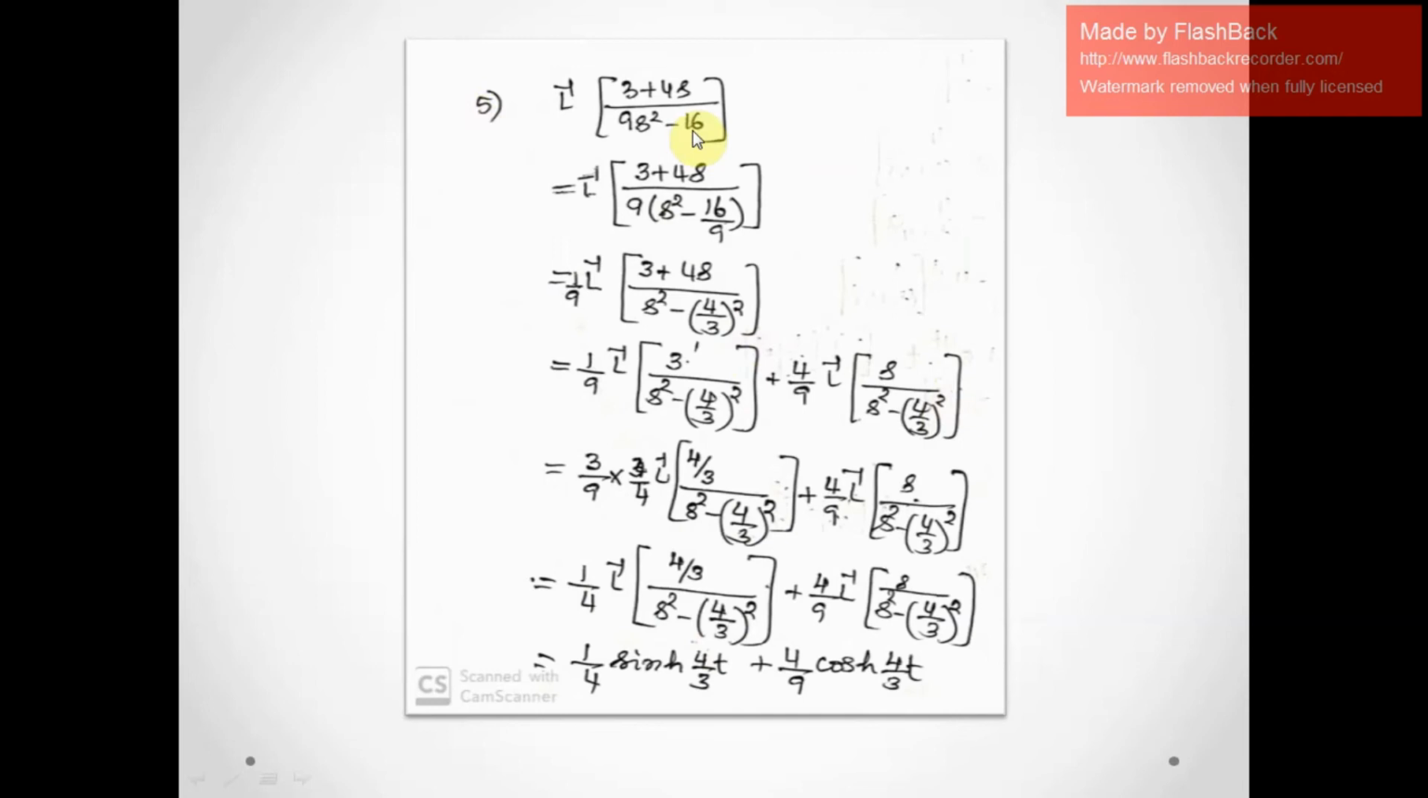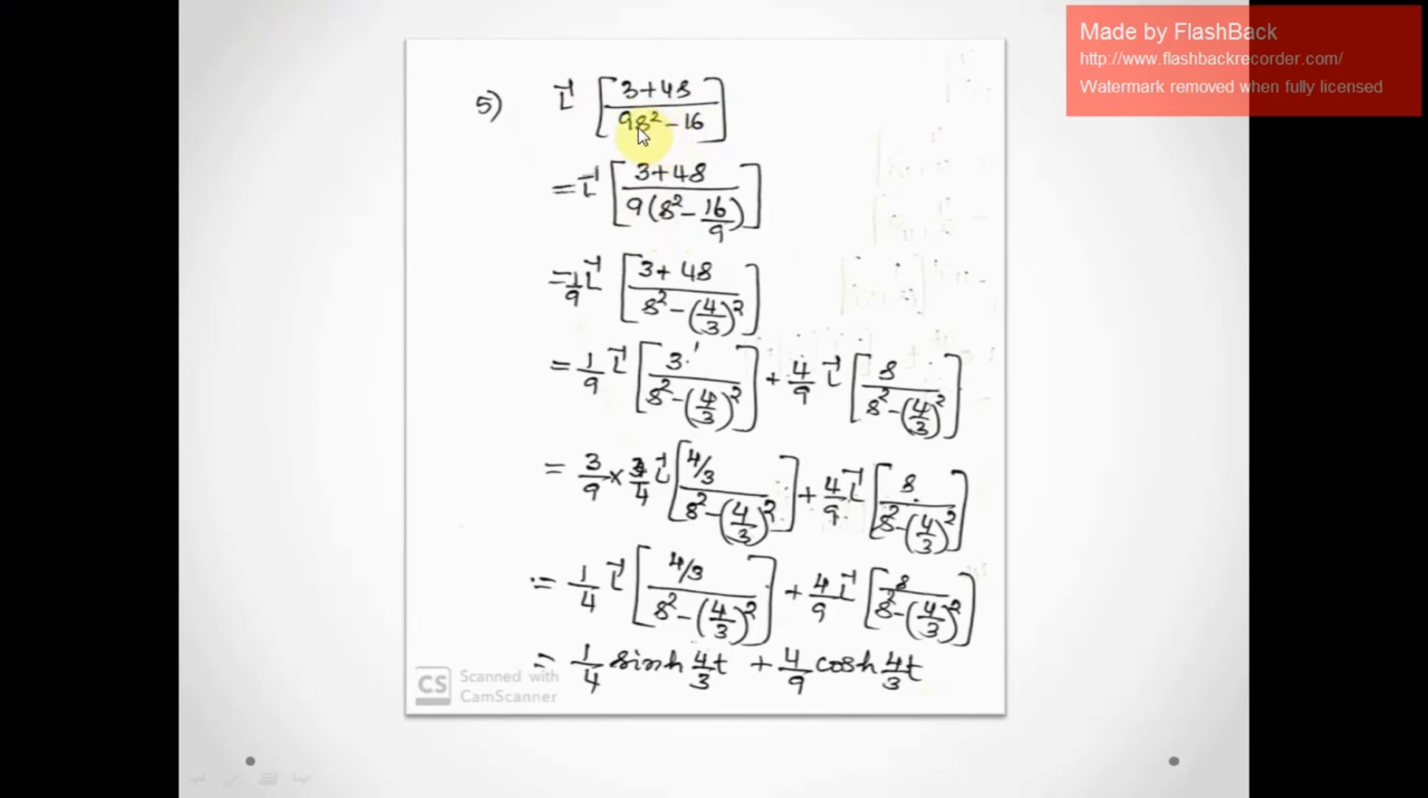We move on to the fifth problem. L inverse of 3 plus 4s by 4s square minus 16. Denominator is a quadratic polynomial. There is an s square. There is a minus square also. Minus 16 can be considered as minus 4 square, so there is an s square minus a square, but there is a 9 extra here, so I have to separate this 9 from s square. We'll take this 9 common.